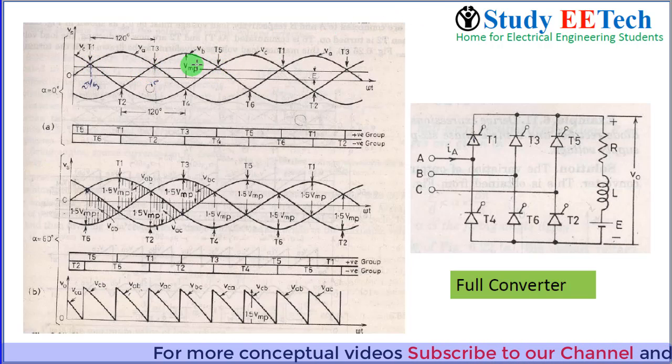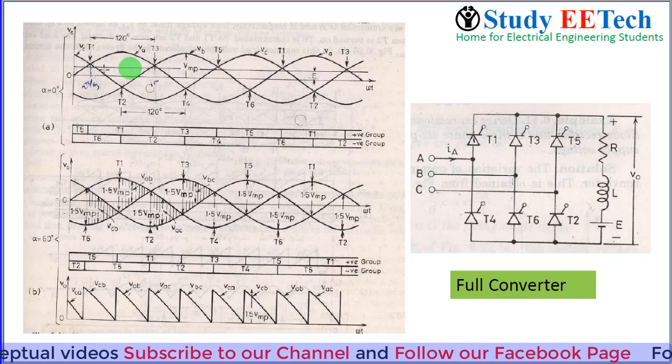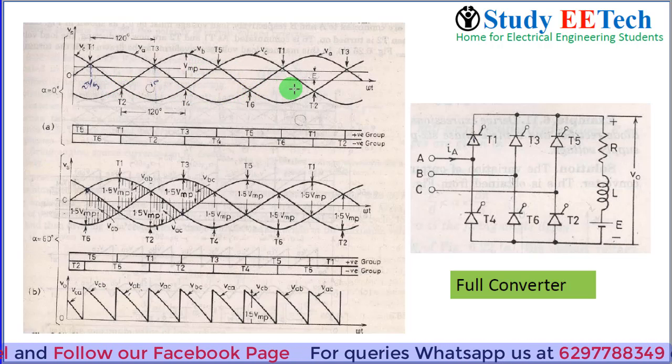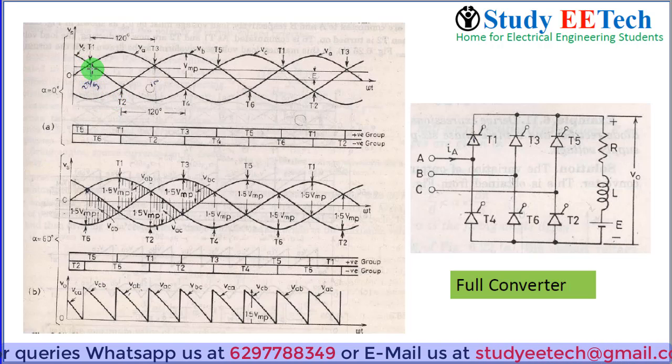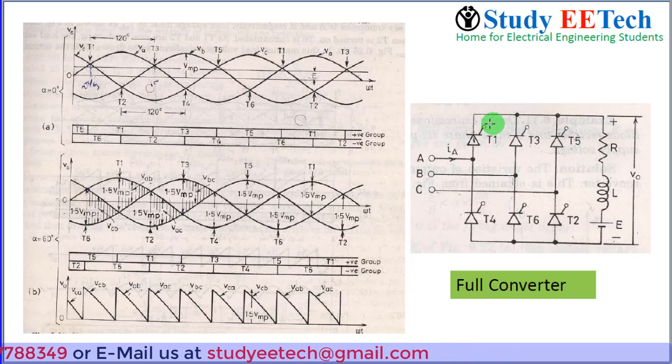This point, this point, this point and this point, subsequently this point also, they are called the upper crossover points, and these are called the lower crossover points. And these crossover points decide which thyristors will be forward biased. As we can see here, the upper thyristors T1, T3, T5 are connected in common cathode configuration and the lower thyristors T2, T4 and T6 are connected in common anode configuration.